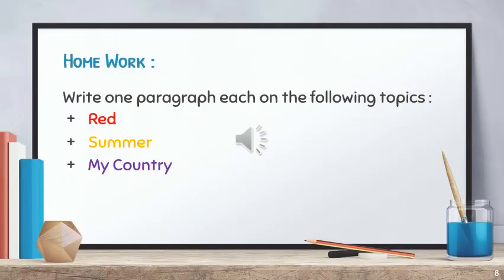Okay, now it's the homework time. I've already shown you two paragraphs and I want you to write one paragraph each on the following topics. So what are the topics? Red, the color red. Summer, summer season, right? And my country. I want you to write a paragraph each on all these three topics and you'll submit to me, the way you do all the time.